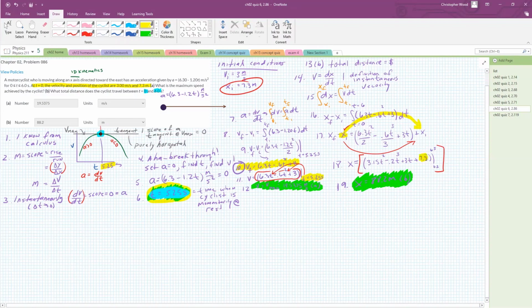Is it because, sorry, real quick, when you put the 6 in, you get 95.5, and then you have to subtract the 0, which leaves you 7.3 at the end, which then gives you 88.2. Yeah, so you're saying when I add all of this up, I get 3.15 times 36 minus 0.2 times 6 cubed plus 18 plus 7.3. Yeah, I think you're right.